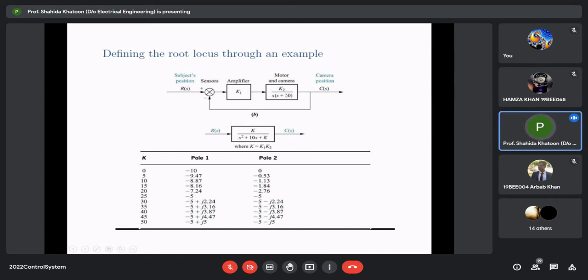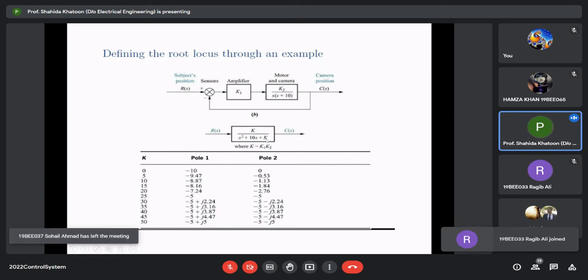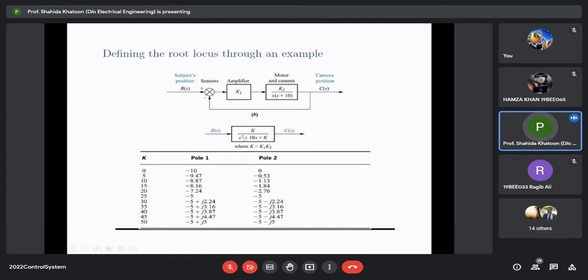If you find the overall transfer function by combining K1 and K2, suppose we denote K1 into K2 as K, you get K upon s square plus 10s plus K as the overall transfer function. So you solve this denominator s square plus 10s plus K, and substitute the value of K, varying it from 0 to 50. Suppose initially we take the value of K as 0, so it is s square plus 10s equal to 0. So one pole will be at minus 10, and the other pole will be at s equal to 0.